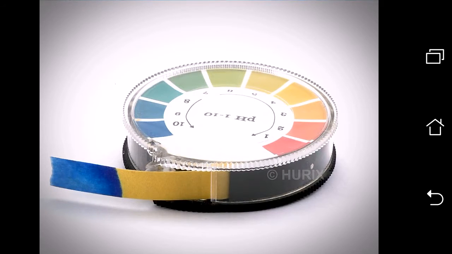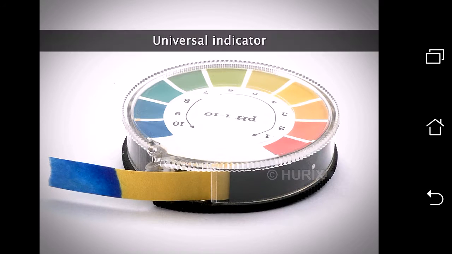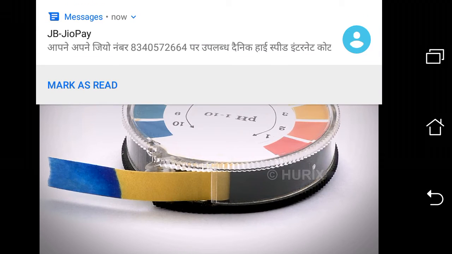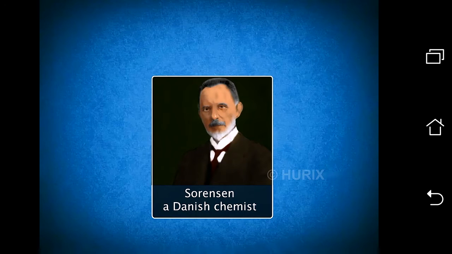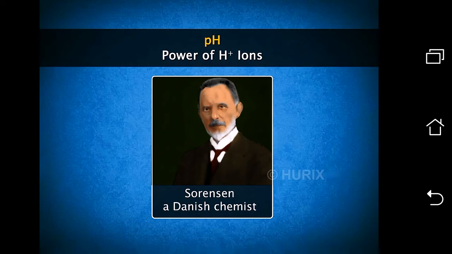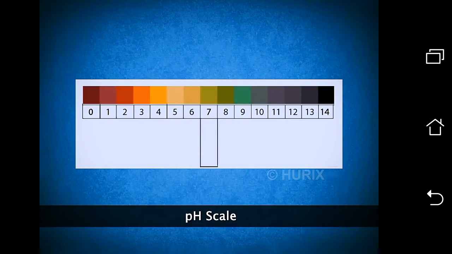To find out the amount of H+ ions or OH- ions, we need a universal indicator. Sorensen, a Danish chemist, introduced the concept of the pH scale in 1909. P in pH represents Potenz, power in German, and H stands for H+ ions. The pH scale ranges from 0 to 14.